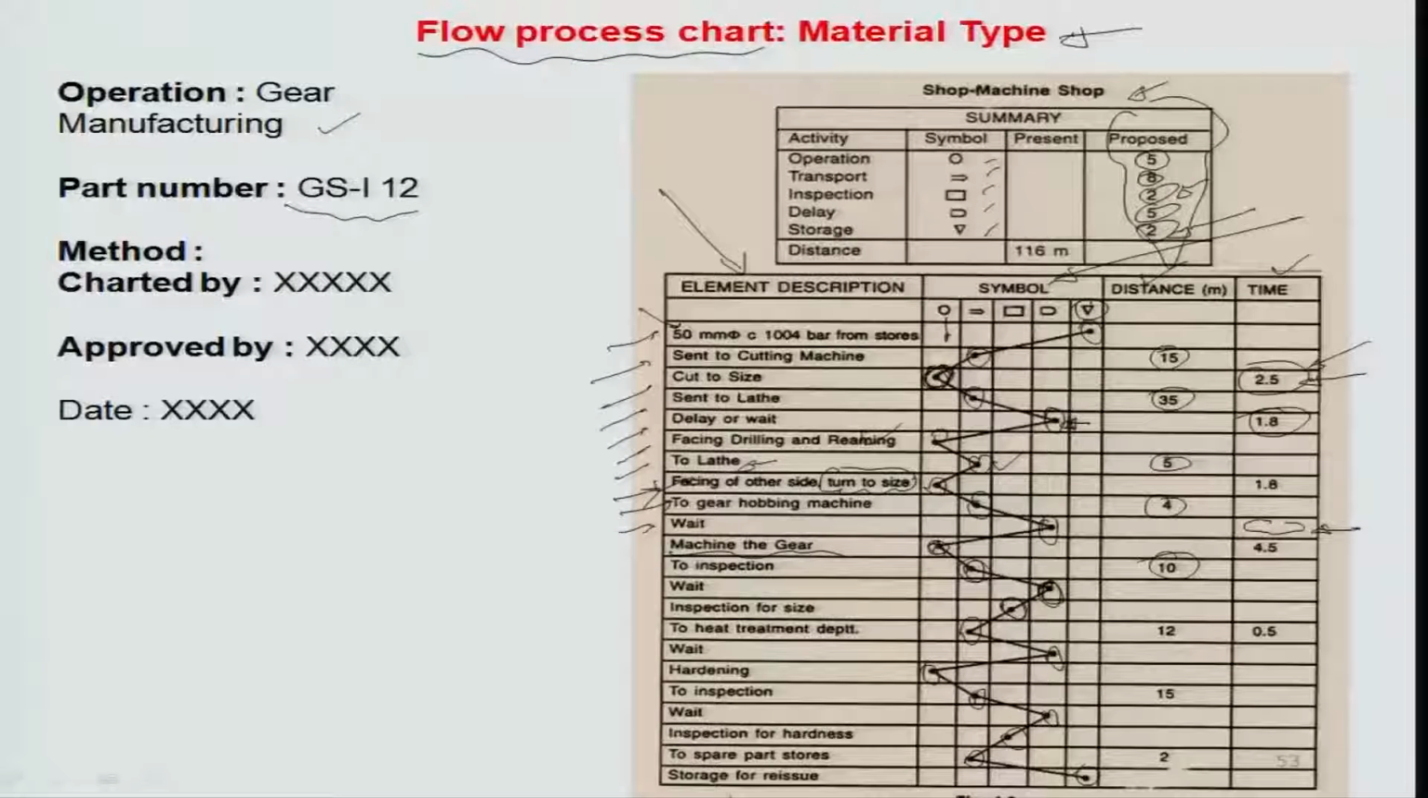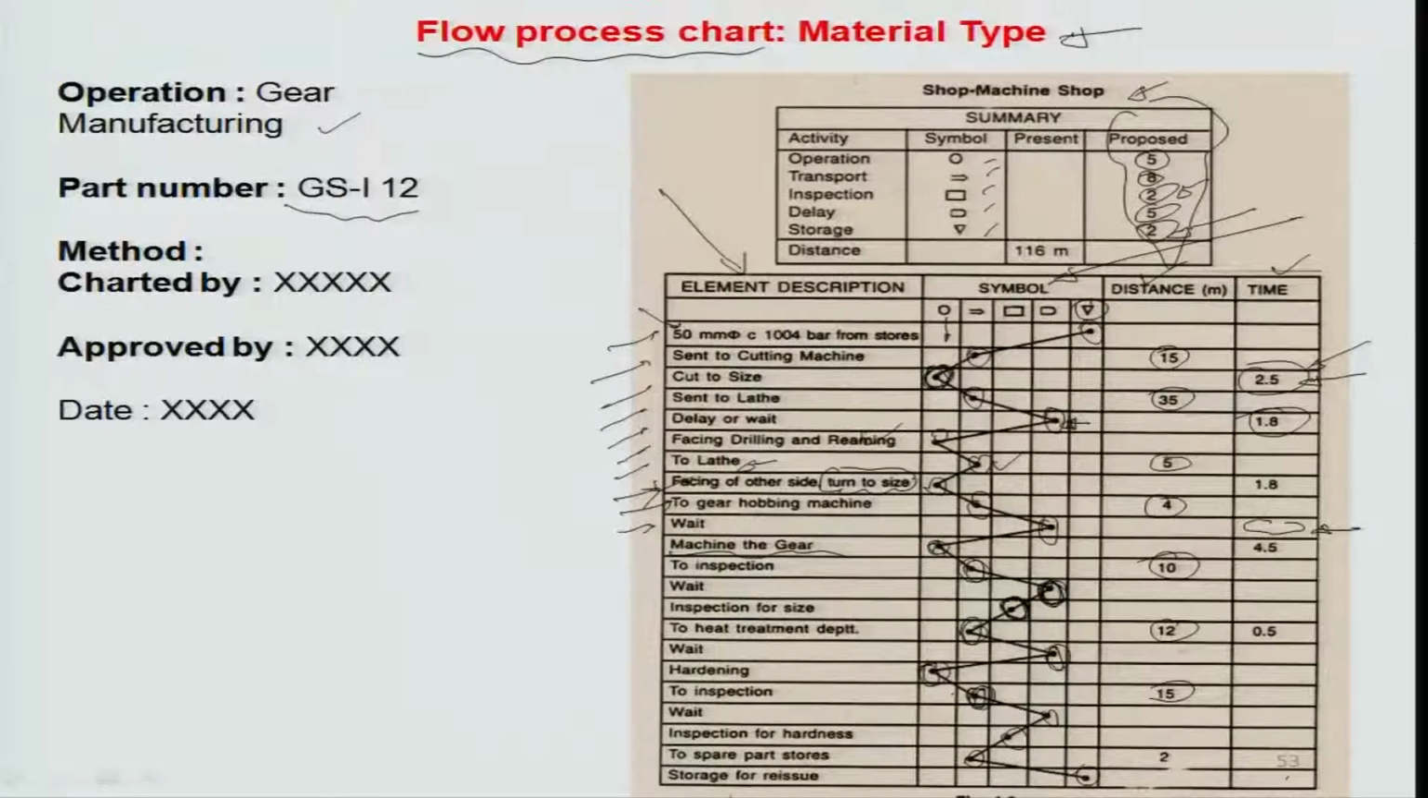There is some temporary delay because the inspection is probably not ready for catering to the new gear unit which has come. The inspection is now carried out, and then this material is sent back to the heat treatment department, which is at a distance of about 12 meters. There is some wait period there as well, and then some hardening action is performed in the heat treatment. Again it's sent back to inspection, which is another 15 meters away.